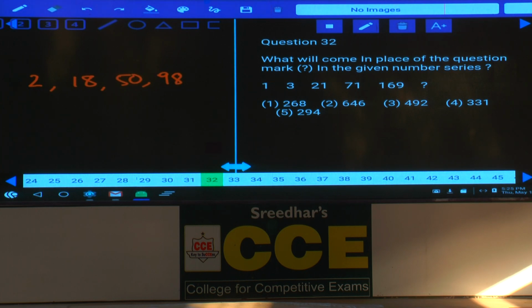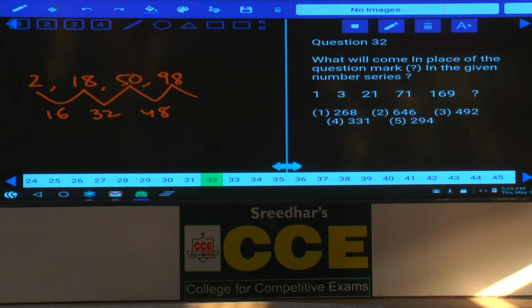What should be the next difference here? 2 and 18, if you check out here the difference is 16. Then 18 and 50, it is 32. And here 50 and 98, it must be 48. Now 16, 32, 48, and the next difference must be 64. Hence 98 plus 64 is 162. Now 162 should be added to 169.